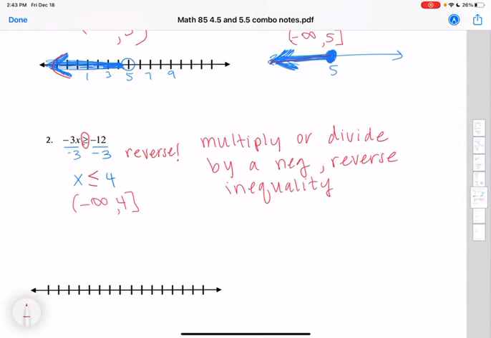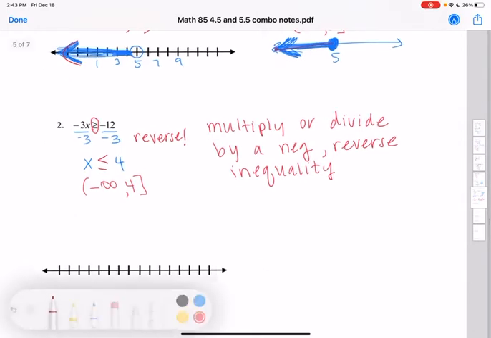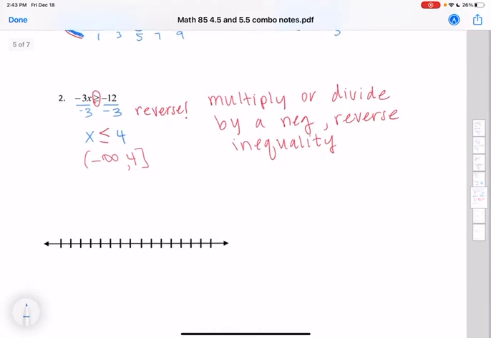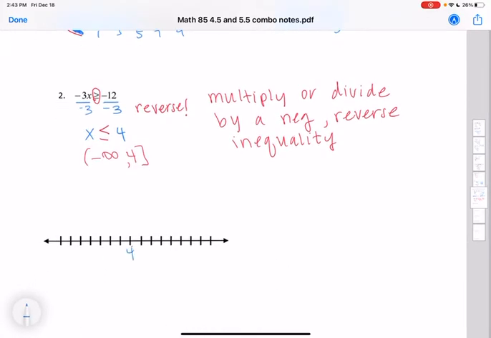Okay, so now let's go ahead and plot this. So again, put as many numbers as you like. I'm just going to do that. It's at the 4, right? Do I fill it in or leave it open? I want to fill it in because we're going to include it, right?